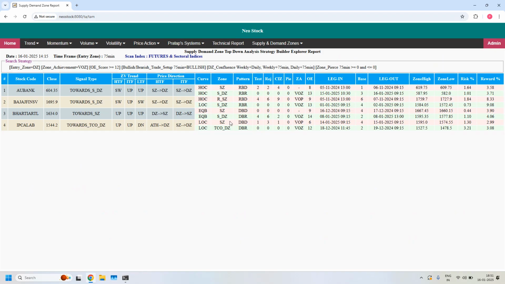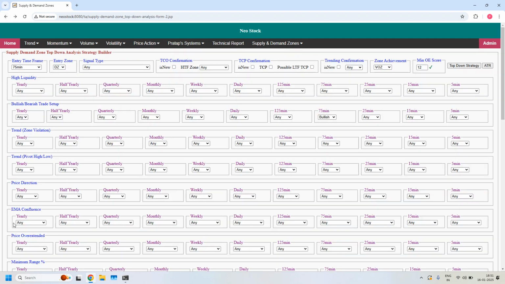In these 4 stocks, these 75 minutes demand zones are part of the daily demand zone. Both together again part of the weekly demand zone. Weekly trend is up in 2 stocks. If any of these 2 stocks are having a weekly EMA confluence, they are even more high probability trade setup supported stocks. Of course, all are high probability because of high liquidity zone. But based on zone confluence also, let us verify.